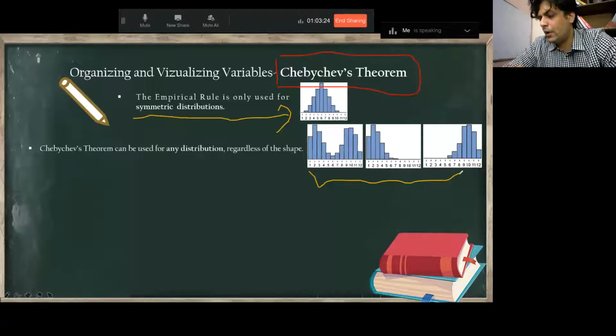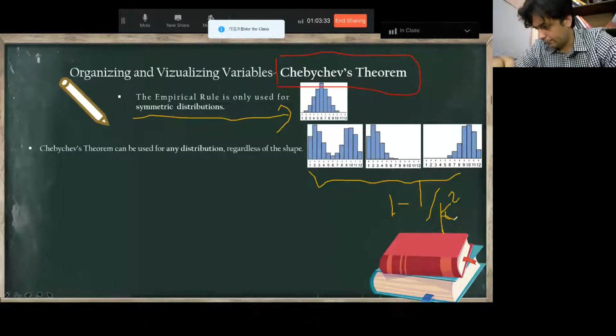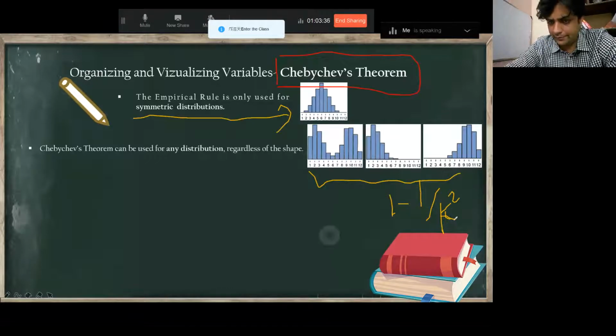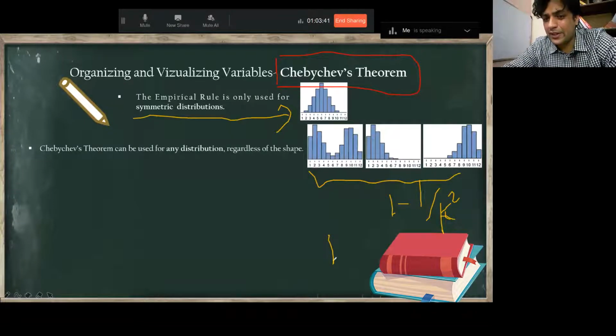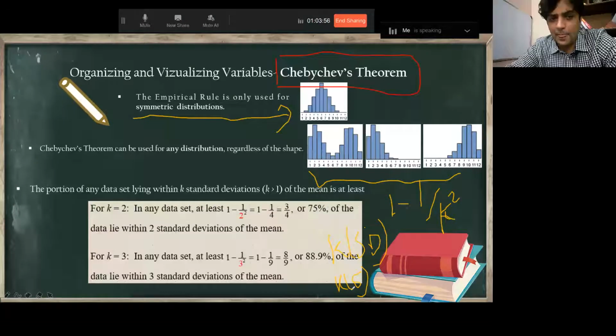So at least we can say that at least 1 minus 1 by k square must lie within k. What is k? We will see. There we were using 1 standard deviation, 2 standard deviation, and 3 standard deviation, right? So here we see k standard deviation or k sigma. So we will have the formula mu plus minus k sigma, right? The portion of any data set lying within k standard deviation of the mean is at least. What does this mean?